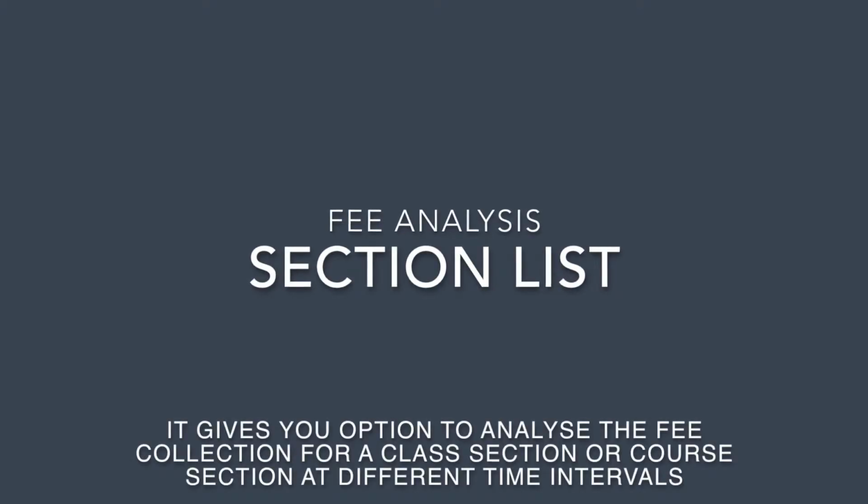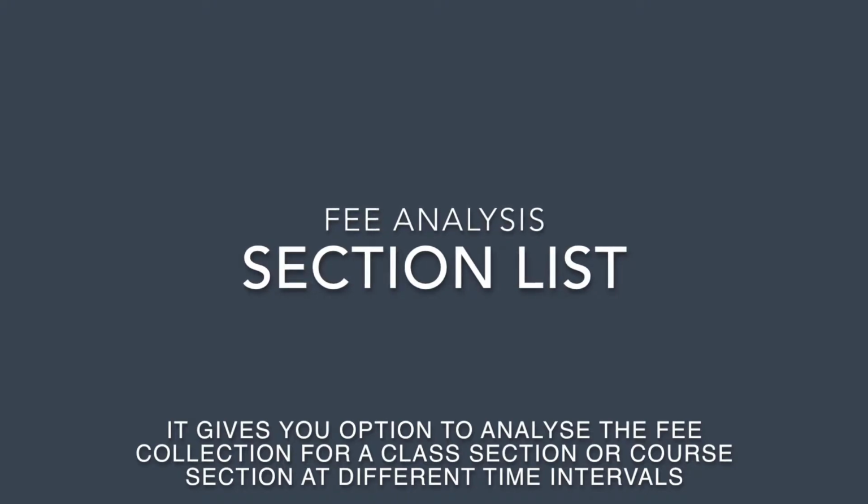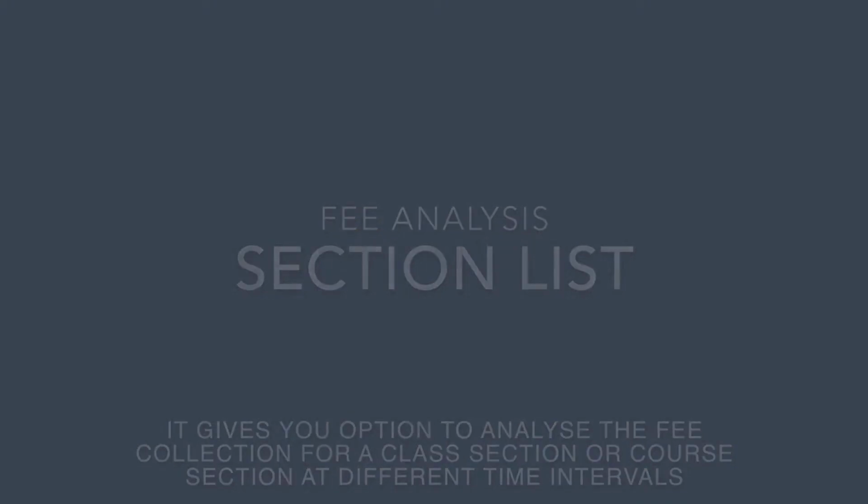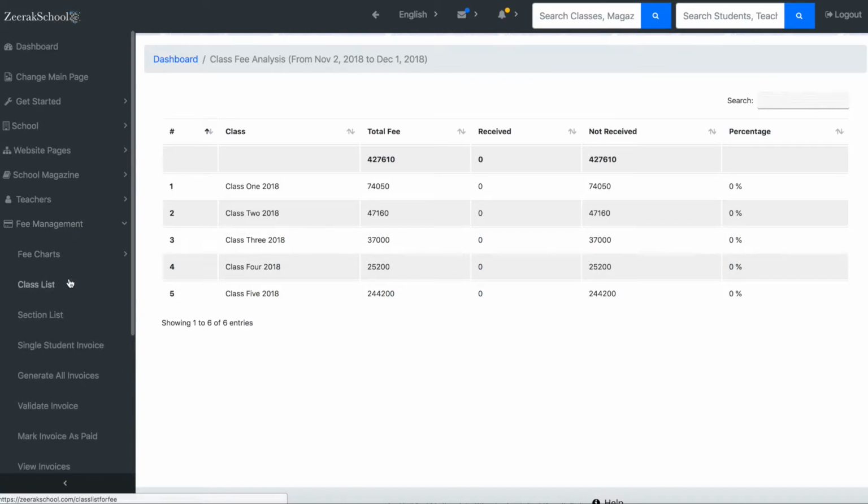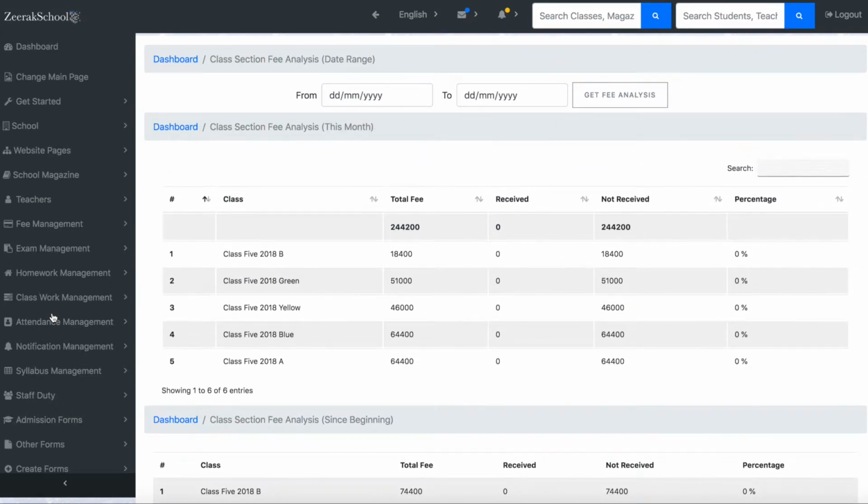The fee collection can be analyzed on the basis of a section of a class or course. When the admin goes to Fee Management and then Section List button, the page for section-wise fee analysis opens. Here only sections of class are shown. If a class does not have any section, it will not be shown in this analysis.